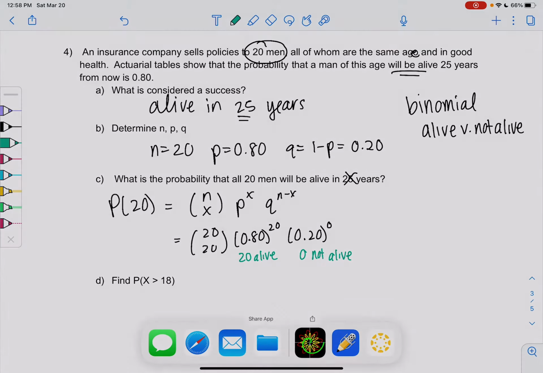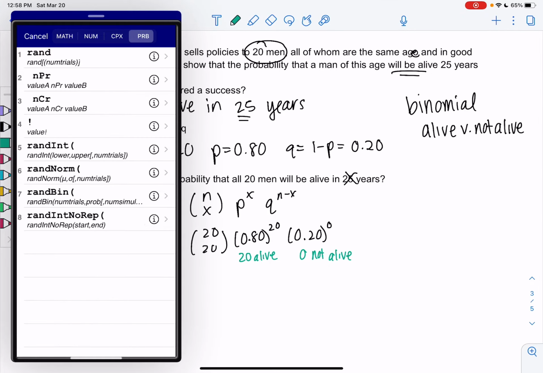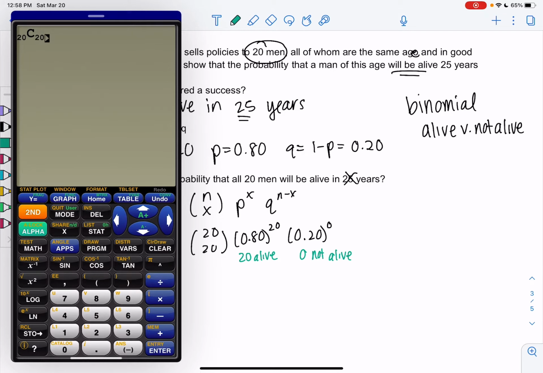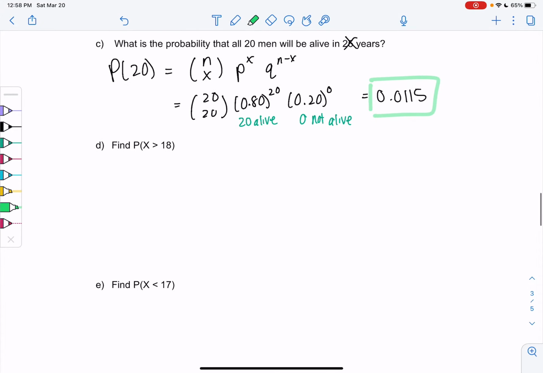And then let's see. So we'll do 20 math and CR 20. Remember, some of the calculators look a little different. 0.80 to the 20, and then you technically don't have to do to the 0 because it's always 1, but if you do it, it doesn't make a difference. And we should get about 0.0115. Cool. Let's try D, and then I'll start E.